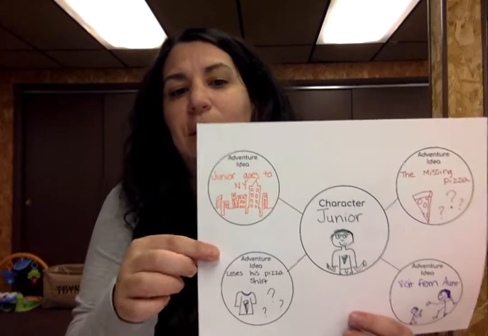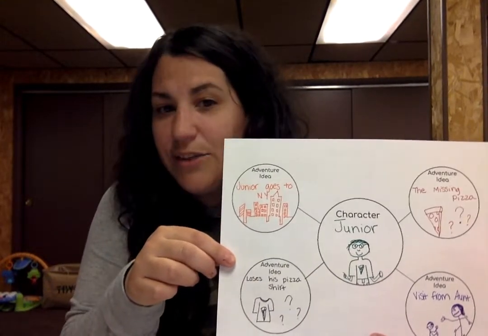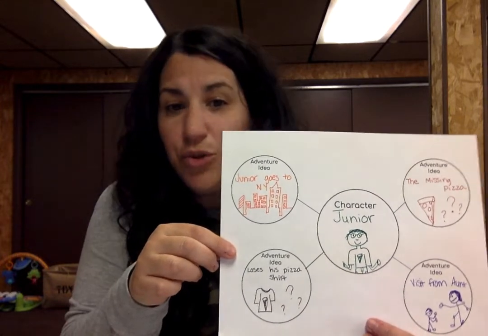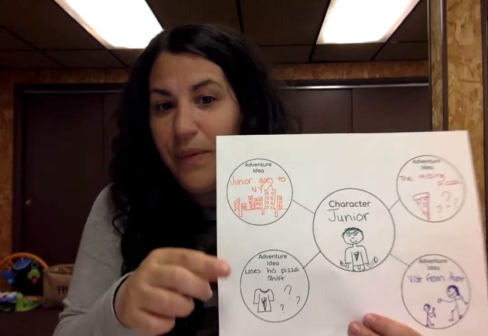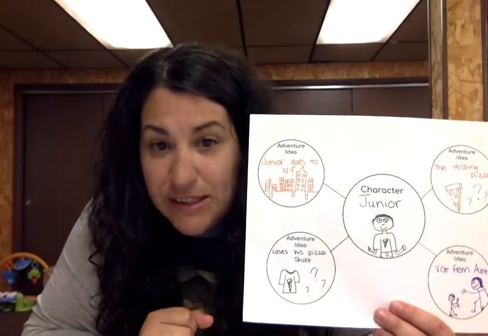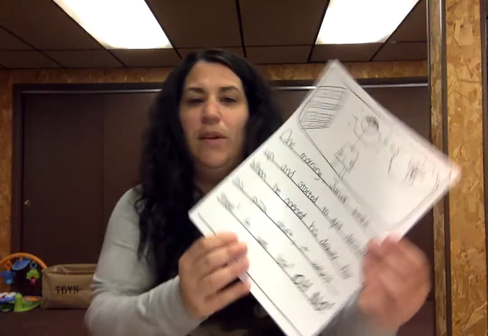So what I did was I went back to my map that I made yesterday and thought about which one of these ideas I was going to choose to write about today. And I chose this one, where Junior loses his pizza shirt. Before I started making this video, I wrote the first page of my story, which was the introduction to the story about Junior losing his pizza shirt. And this is what I came up with.